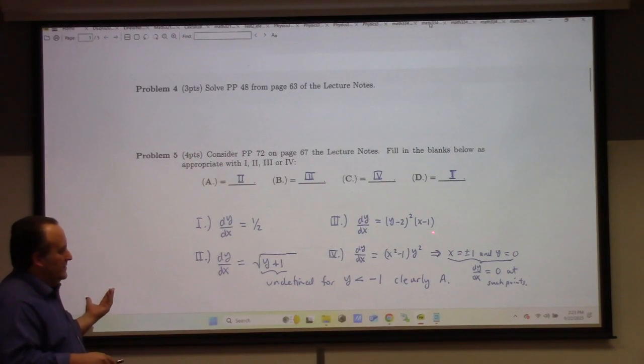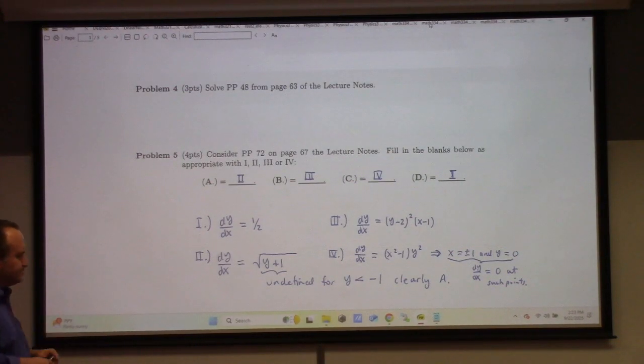And then these are a little bit more subtle, but essentially we should have horizontal tangent lines at such points as x is plus or minus 1 and y equal to 0. And if you look at the given direction field, you can see that that's the case for number 4. But anyway, let me get back to the problems here.